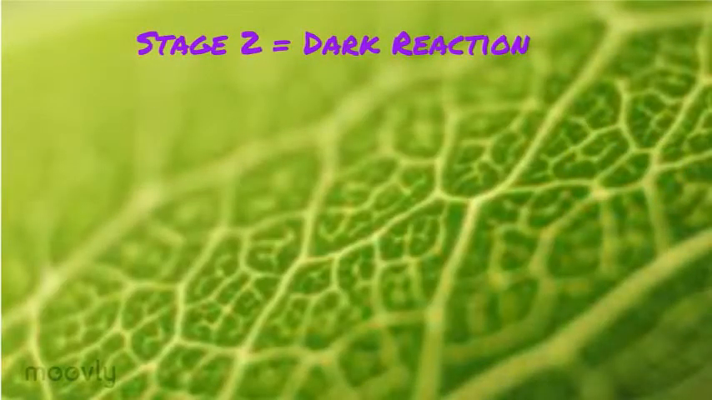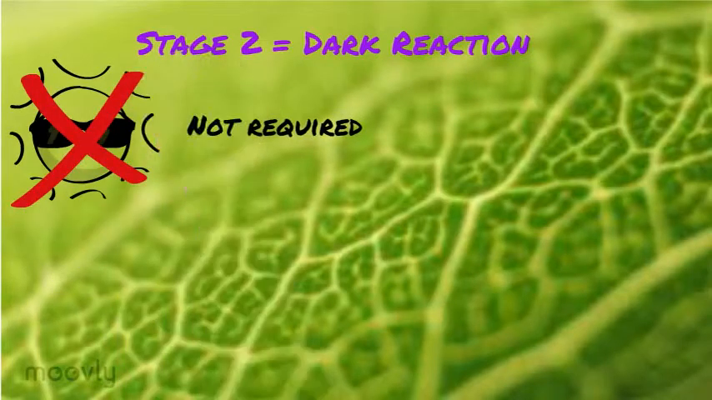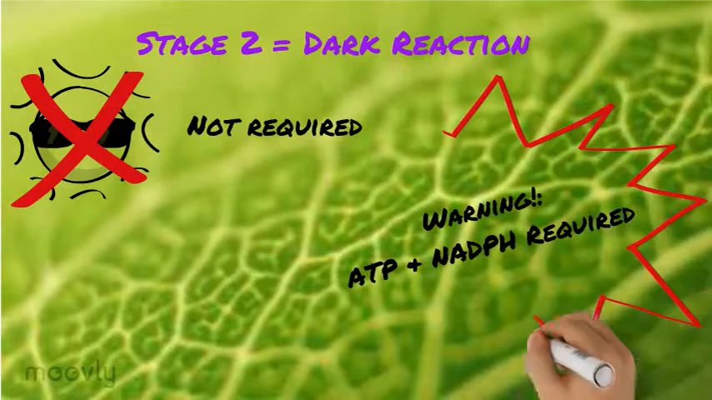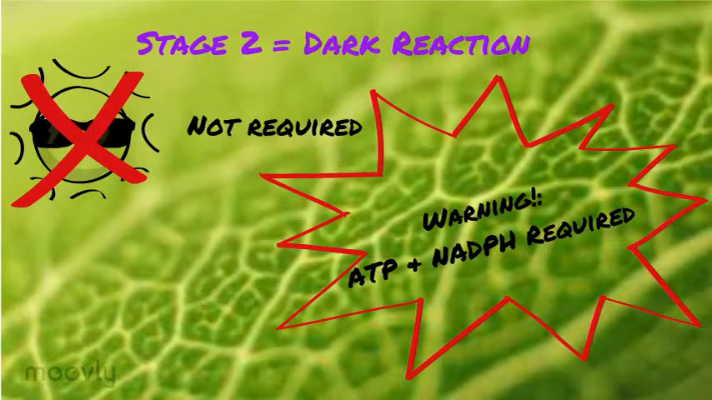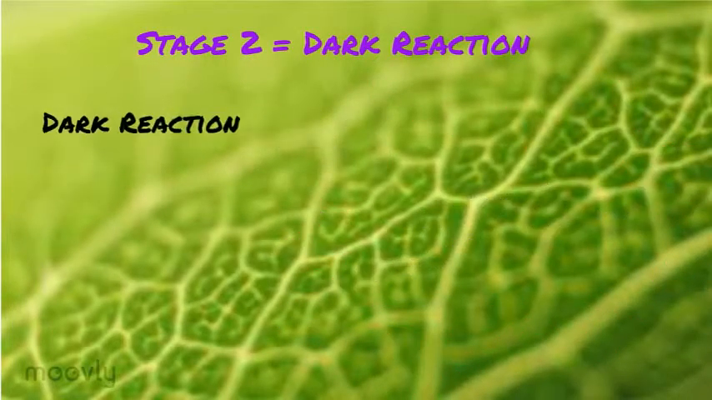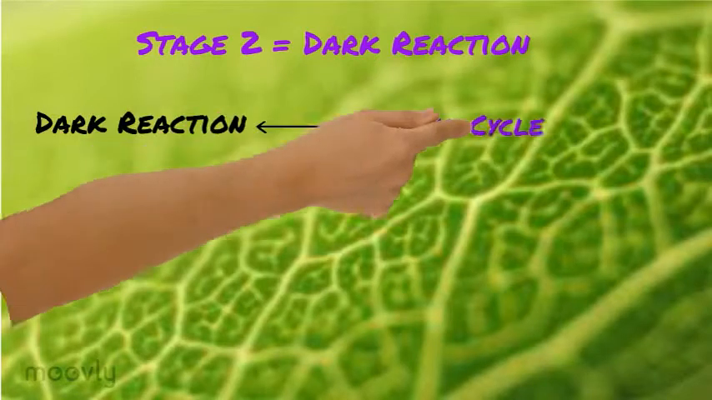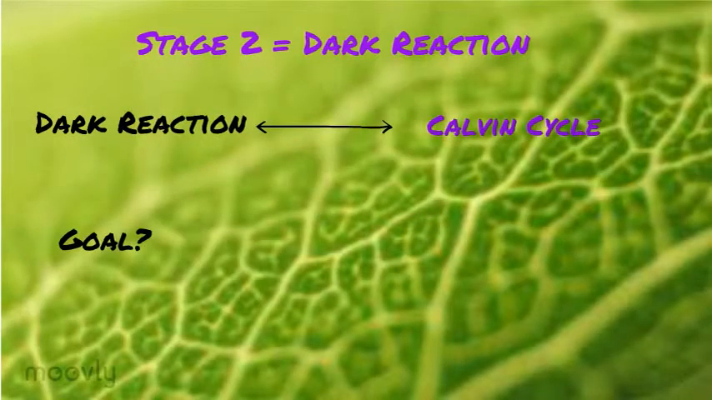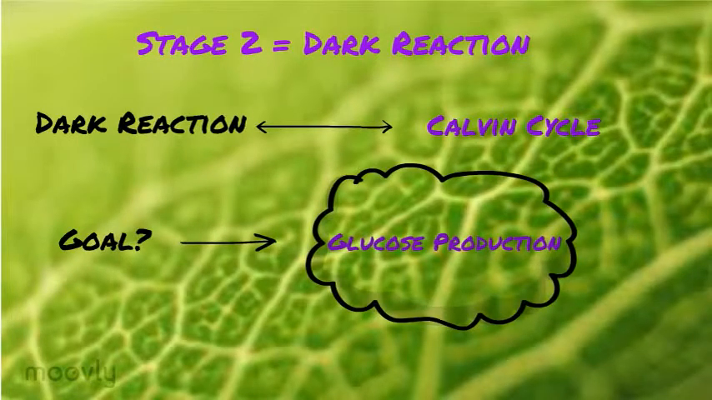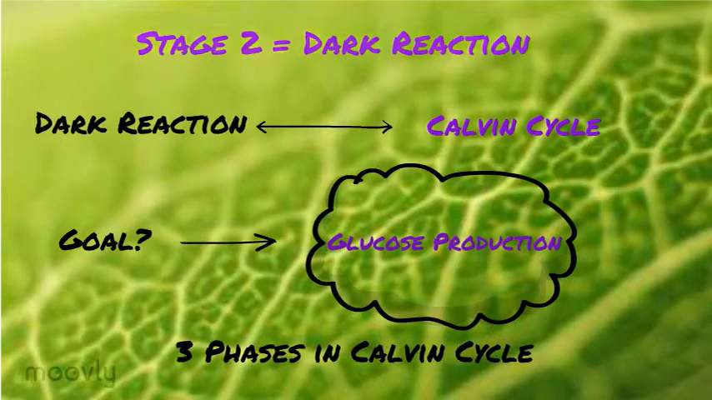This reaction is called the dark reaction because it does not require sunlight to take place, but it does require ATP and NADPH from the light reaction to work. The dark reaction is more commonly known as the Calvin cycle. The main purpose of the Calvin cycle is to produce glucose, also known as carbohydrates. There are 3 phases in the dark reaction.